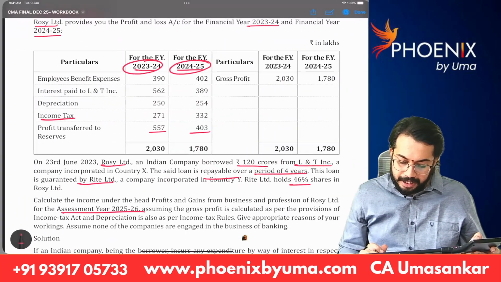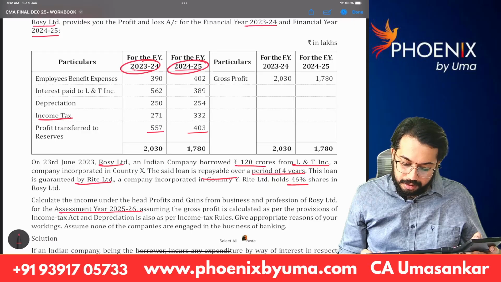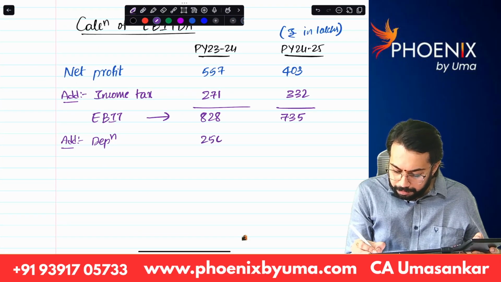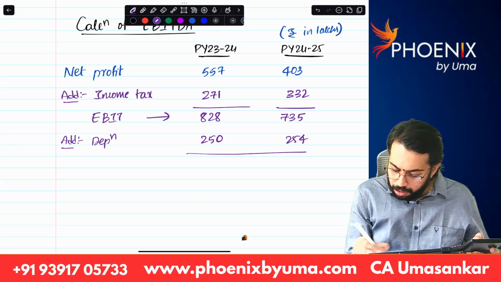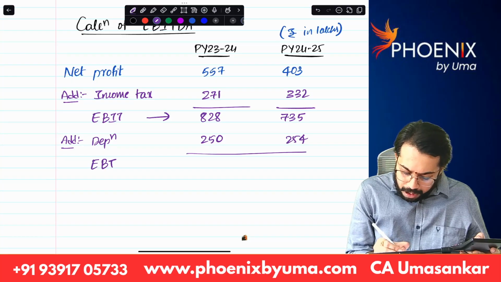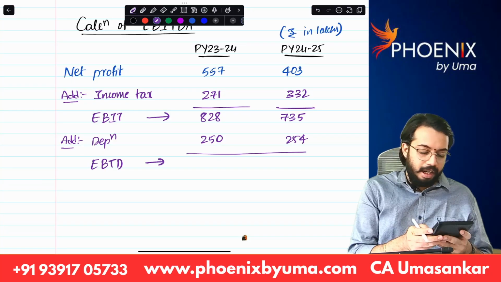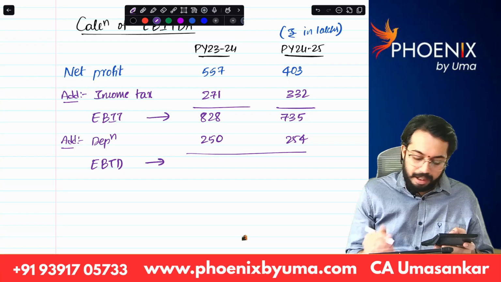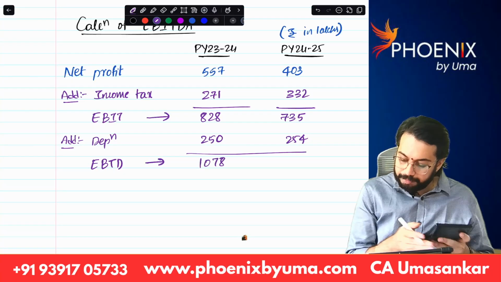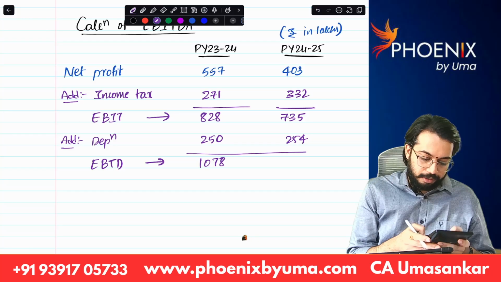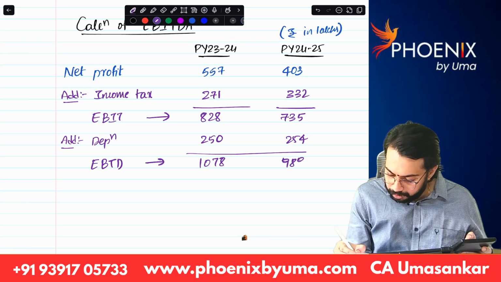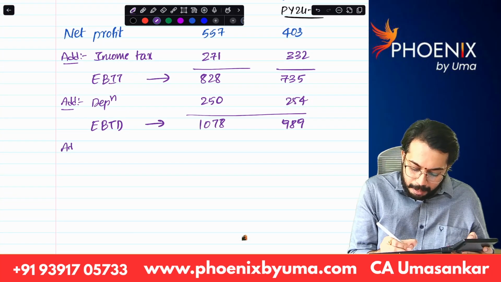How much is depreciation? 250, 254. Now, how much is earnings before tax and depreciation? 828 plus 250, 1078. 735 plus 254, 989. To this, we will add amortization.